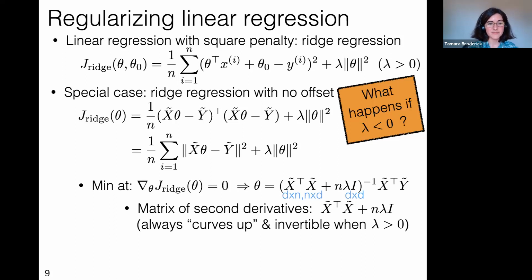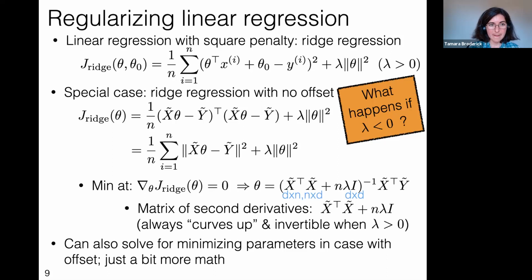Okay, cool. So this all sounds really good. I'll just again mention that you can also solve for the minimizing parameters in the case with an offset. It's just a bit more math. We're just not doing that math, but it's not like a deep thing that's happening here. So you can solve for this, you get your theta, you get out your hyperplane, you can plot your hyperplane, and that's great.